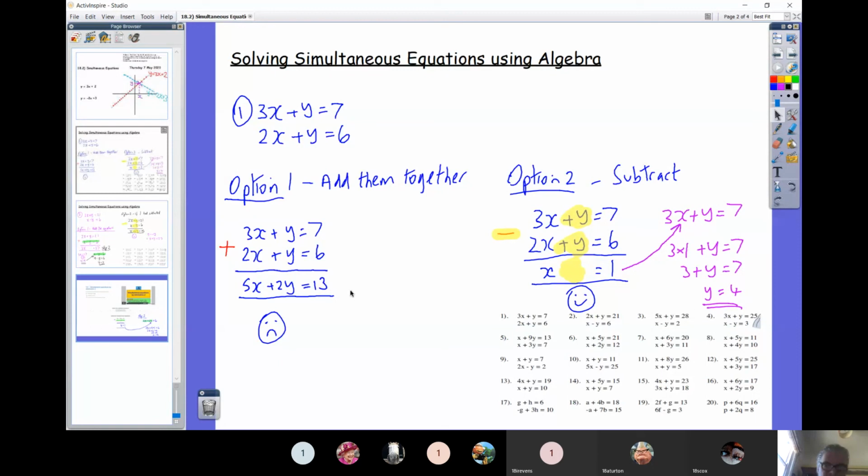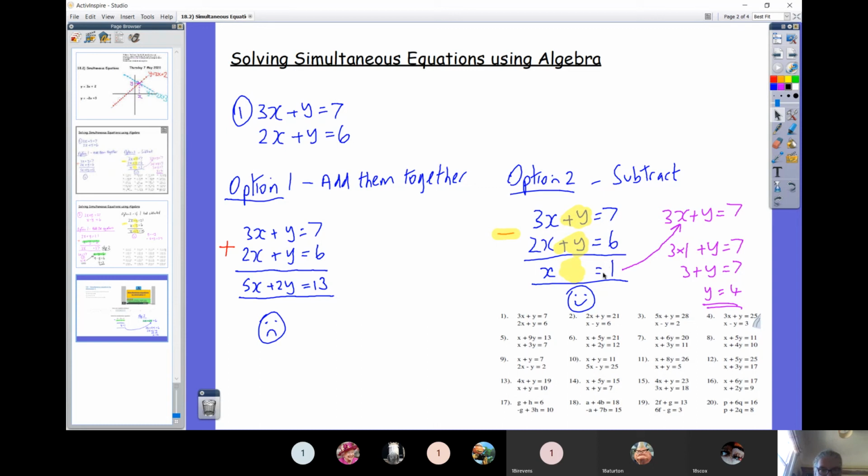However, let's say we subtracted one of the equations from the other. So put the bigger one on top, and then subtract the other one. Now, 3x take away 2x is 1x, x. And y take away y is a big fat nothing. And that's what we're looking to do. We've eliminated y. Y has disappeared. And that is our goal. Carrying on with the taking away, 7 take away 6 is 1. Because we've made the right decision, we haven't done this over here, which wasn't helpful. Because we've subtracted, we've now worked out that x equals 1.